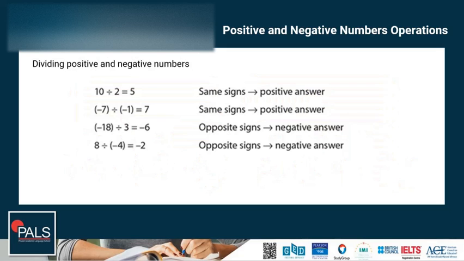I want you to look at the examples on the screen. 10 divided by 2 is equals to 5. Of course, same signs, positive answer. Negative 7 divided by negative 1, the answer is 7. Again, same signs, positive answer. Negative 18 divided by 3 is equals to negative 6. Why? Opposite signs, negative answer. 8 divided by negative 4, the answer is negative 2. Opposite signs, negative answer. So multiplying and dividing positive and negative numbers have the same rules to follow. Only the operation is different.